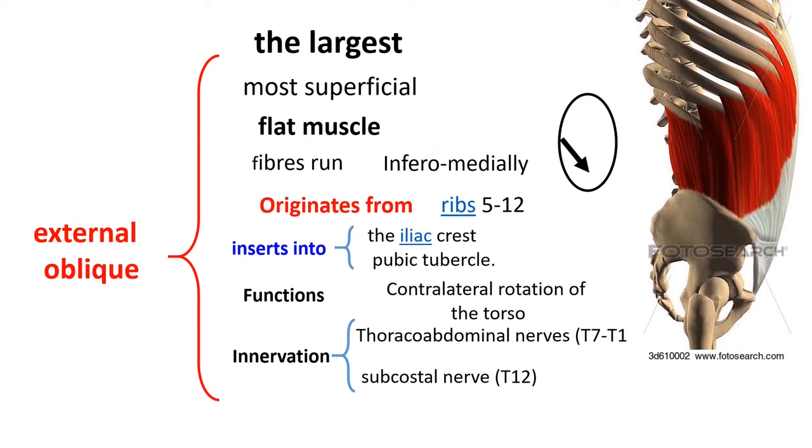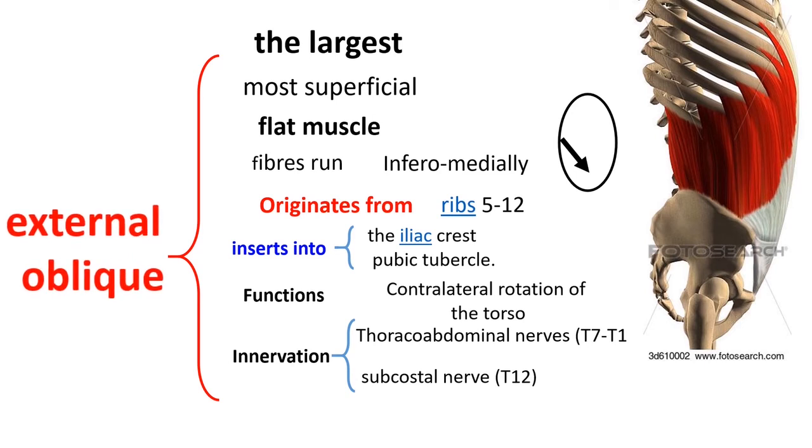Let us write some notes about the external oblique muscles of the anterior abdominal wall. It is the largest muscle of the anterior abdominal wall group. It is the most superficial, and it is a flat muscle. Have we noticed that it is a flat muscle from the figure? The answer is yes. And the fibers run inferomedially, as if you are putting your hand in the front pocket of your trousers. And have we seen that? Yes, we have seen that.